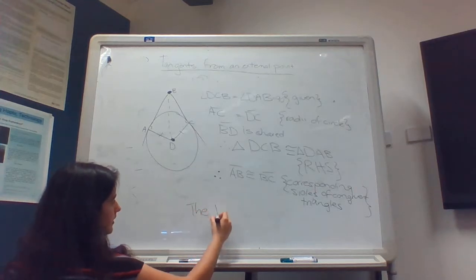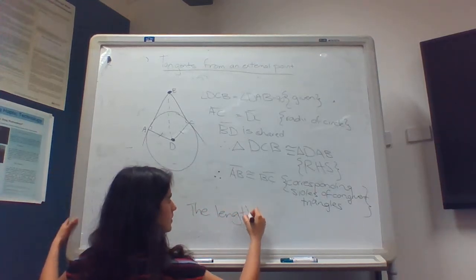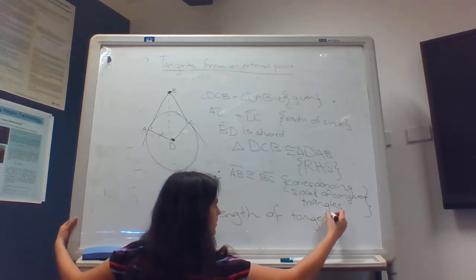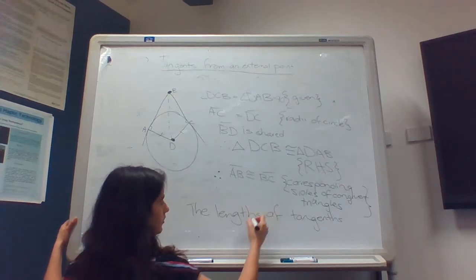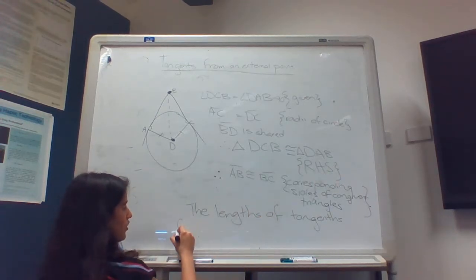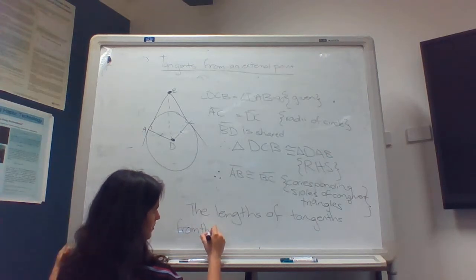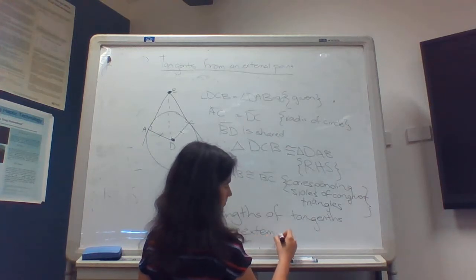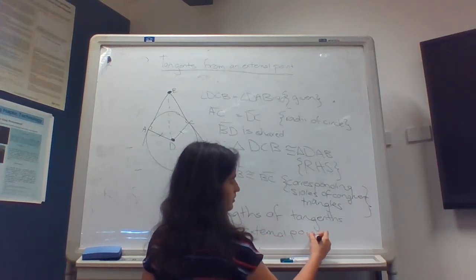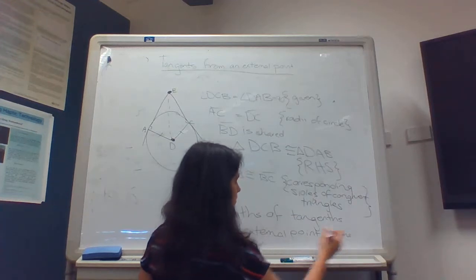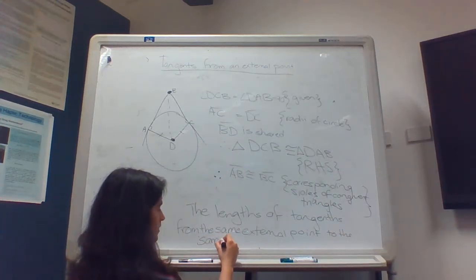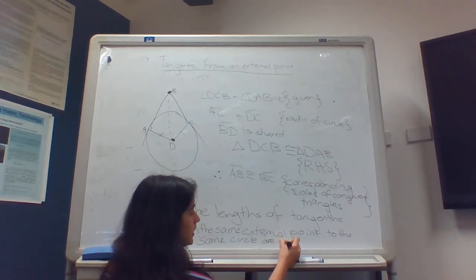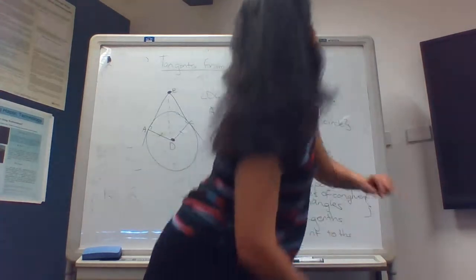the lengths of tangents, I'm going to say the lengths because it's bothering me, the grammar, the lengths of tangents from the same external point to the same circle are equal.